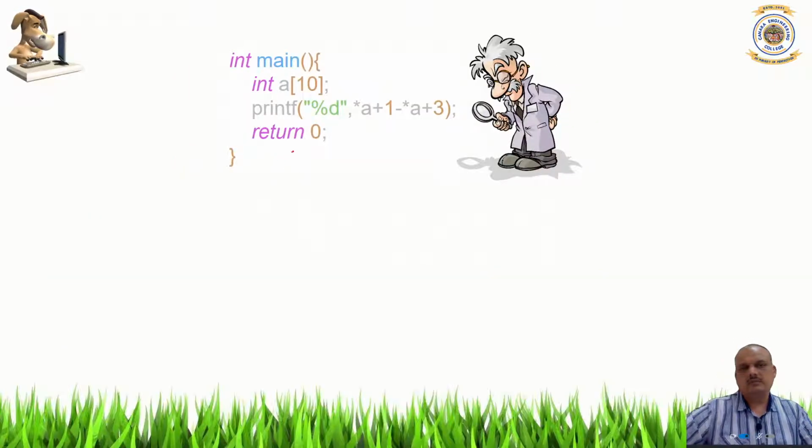Do the activities, come back, and let's analyze it. Okay, fine. If I look into this main function, I have just 2 lines. The first one is an array of integers, an array called a, which can store 10 integers. So the size of the array is 10, and the type of the array is integer. Then I have a printf command, with %d, star a plus 1 minus star a plus 3. So what is going to get printed out?